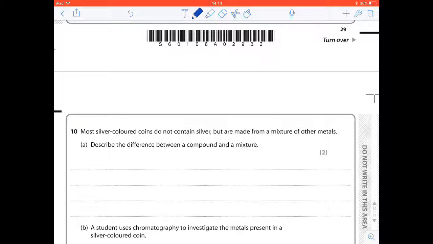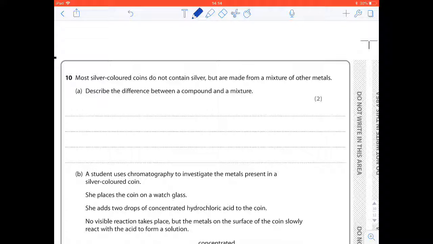Lastly, question 10. Actually, unusually, question 10 contains some of the more straightforward content that you might expect normally to see at the beginning of the exam paper, like the difference between a compound and a mixture. There are 2 marks here, so there's 2 different things that were expected.